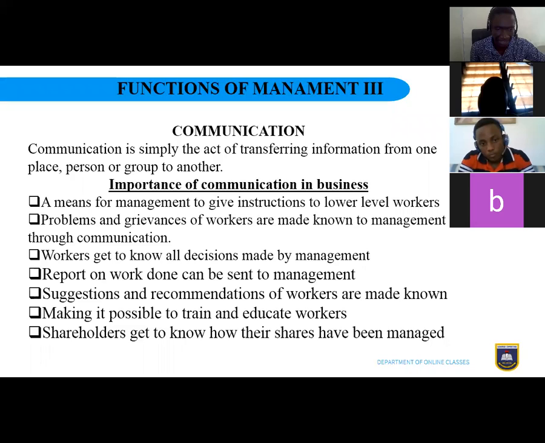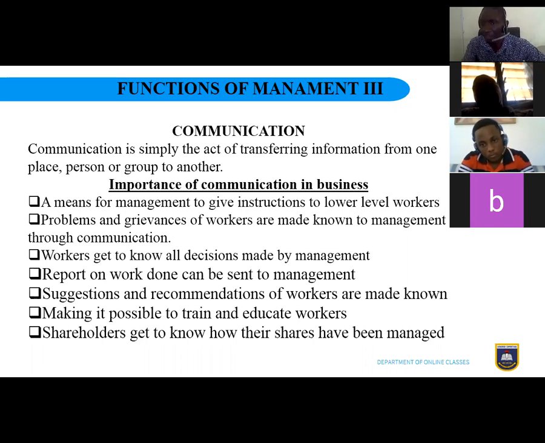communication process. Another one, it also makes it possible to train and educate workers. There is no way that you can train and educate workers if you don't communicate to them. Right now, I am educating, I am training you. How am I doing that? Through what? Communication. And so in the same way, when you come to an organization, it is required that management from time to time train and educate workers. And that can only be done through communication.